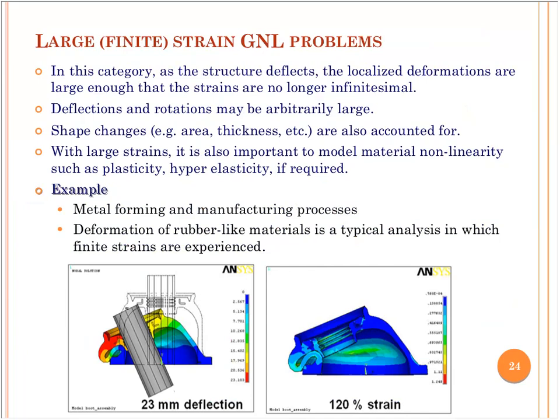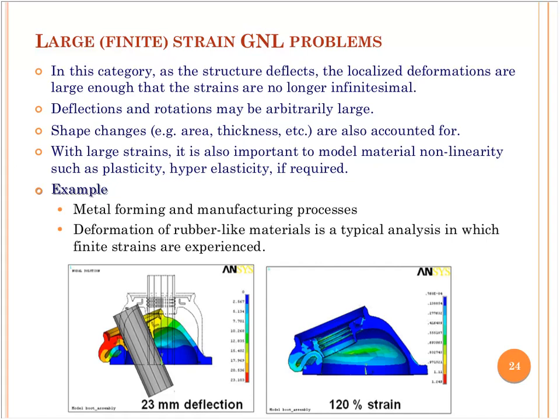Oftentimes, when the structure undergoes a large strain, there is a considerable amount of change happening in the dimension and shape of the structure. So when we formulate the stiffness matrix in an incremental way, we account for the changes that are happening in the shape.